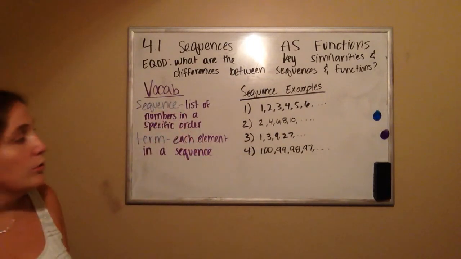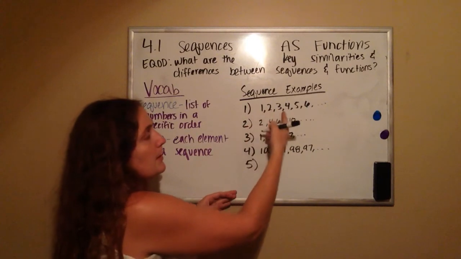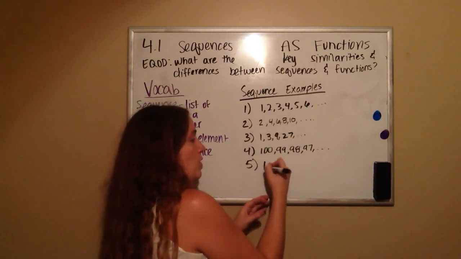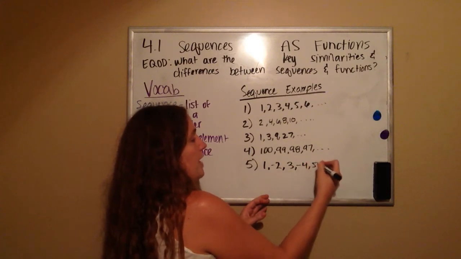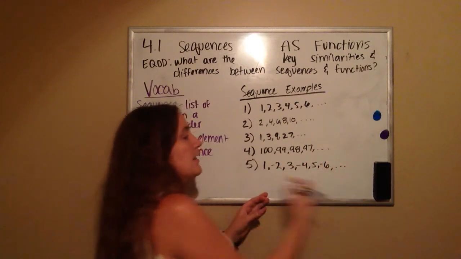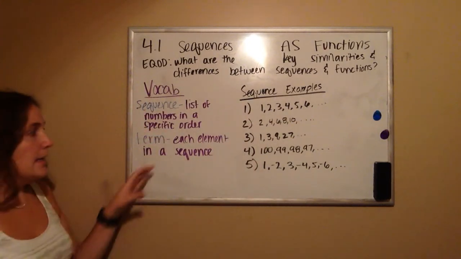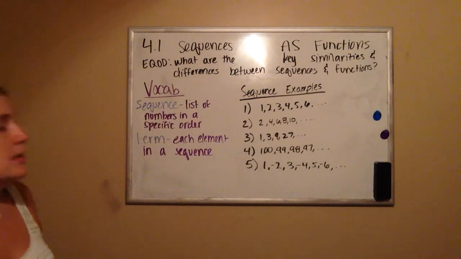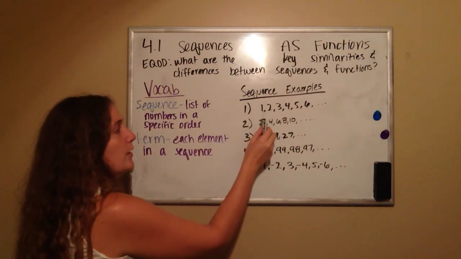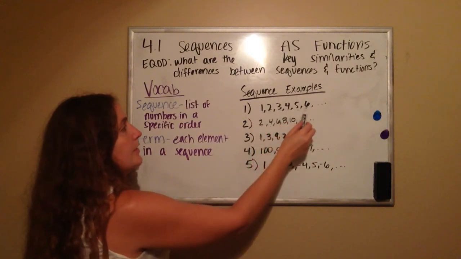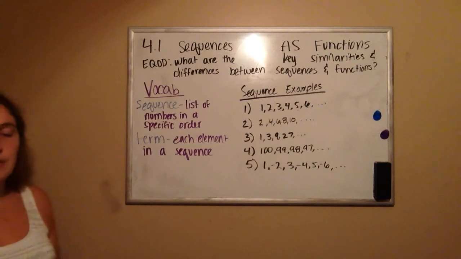Maybe we want to do this sequence, but every other one's a negative. So 1, negative 2, 3, negative 4, 5, negative 6. Anything like this, any of these are all sequence examples. Okay, and every single element in these sequences is a term. So in this example 1, the terms would be 1, 2, 3, 4, 5, and 6. All of those little pieces, all of those numbers are terms.